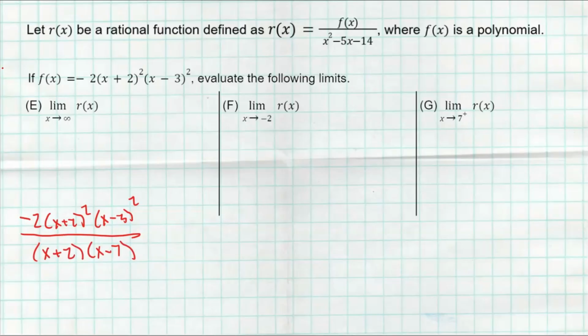Now, let's talk about e. E says to find the limit as x approaches infinity. This is asking about end behavior. Now, how do you identify the end behavior of a rational function? You divide your leading terms. So the leading term from the denominator is x squared.